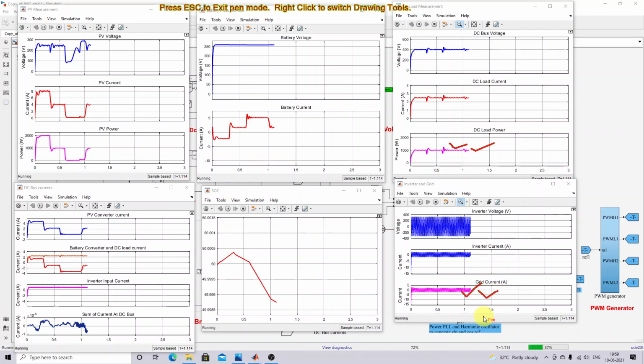During this condition. Next we see another condition, that means irradiation changes from 500 to 1000 watts per meter square. So what will happen to the system?